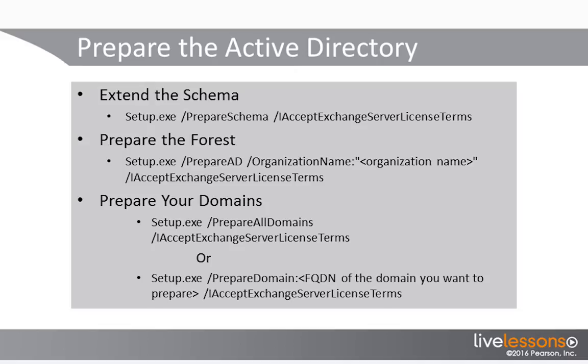And then the last thing that you have to do to prepare the Active Directory is to prepare your domains. And there are 2 different ways of doing this. If you want to prepare a specific domain, then you run Exchange Server 2016 setup.exe /PrepareDomain, and then the fully qualified domain name of the domain that you want to prepare, and then the /IAcceptExchangeServerLicenseTerms switch. That works just fine. But if you've got several different domains that you want to prepare, then there is another way of doing it. Microsoft gives you a shortcut.